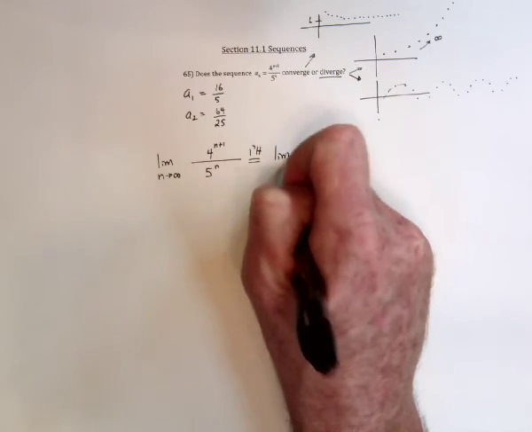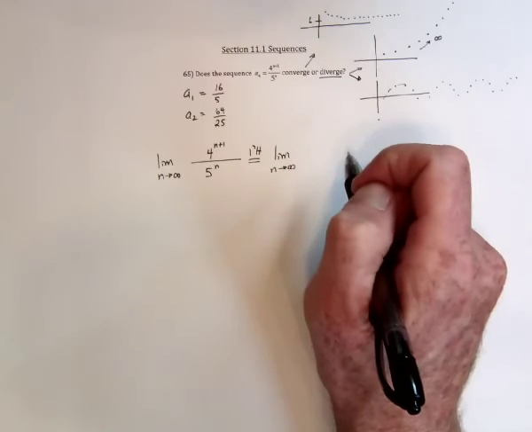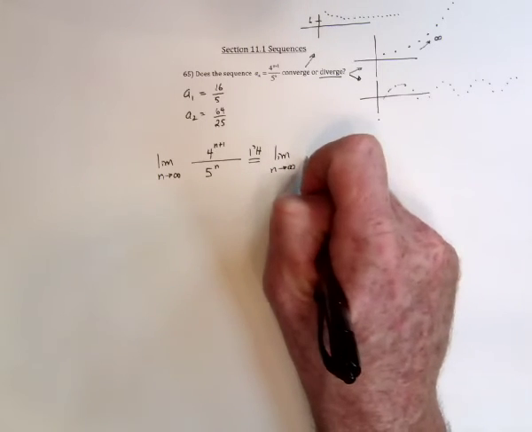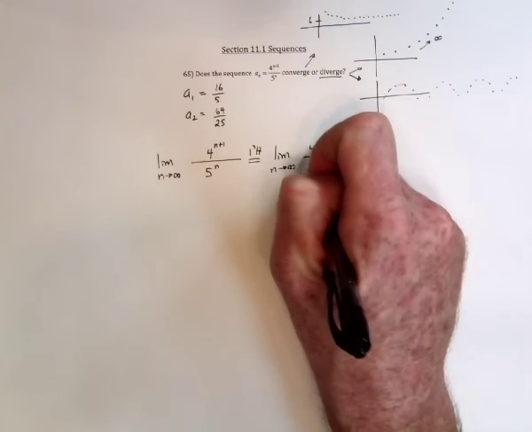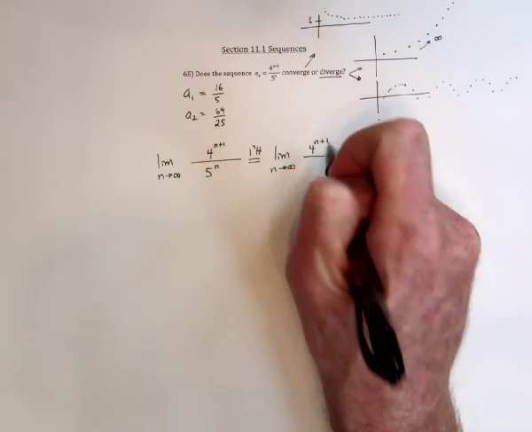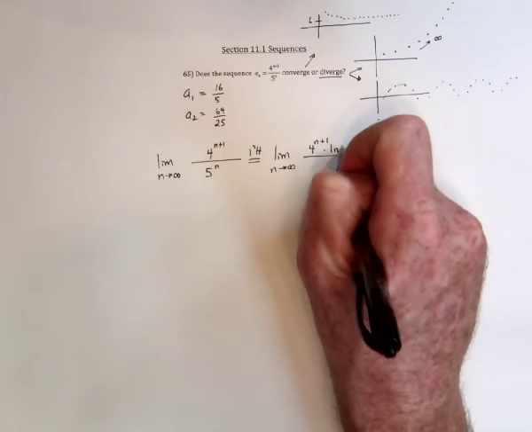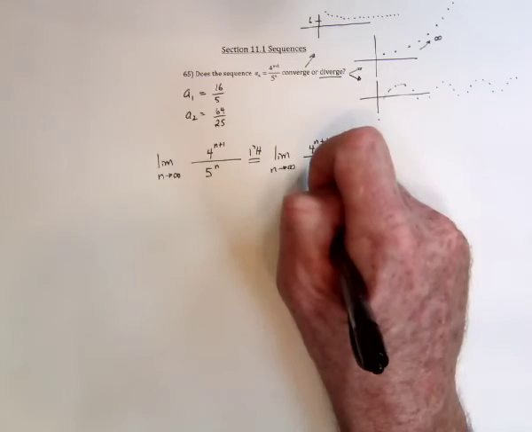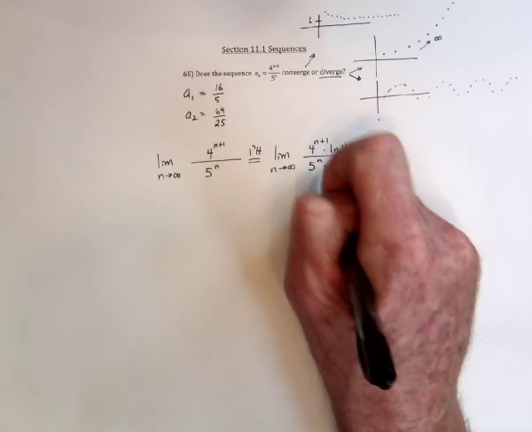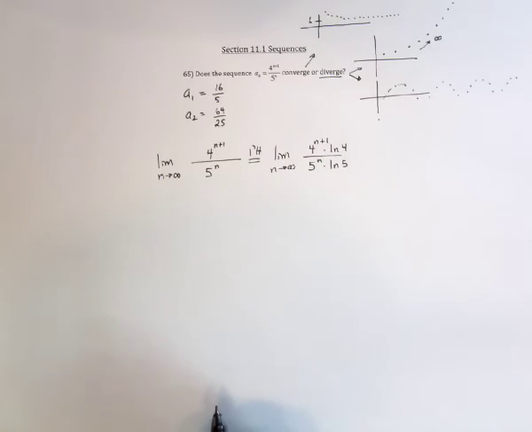it's going to be the limit as n goes to infinity, and then the derivative on the top. The derivative of an exponential function is itself, but because the base is not e, you then need to multiply by the natural log of that number. The same over here: it's going to be 5 to the n, times the natural log of 5. And we still have n going to infinity.